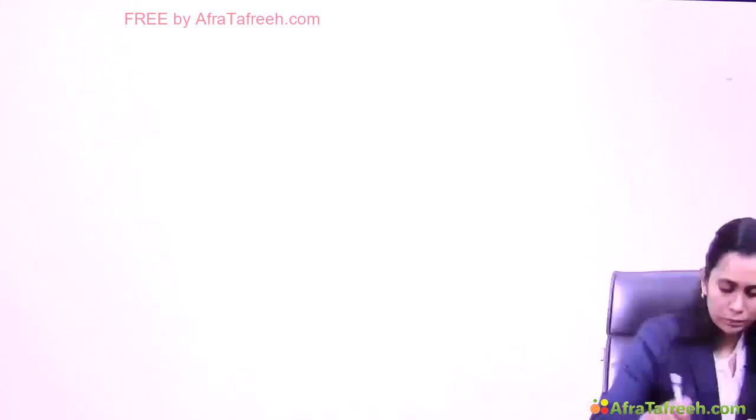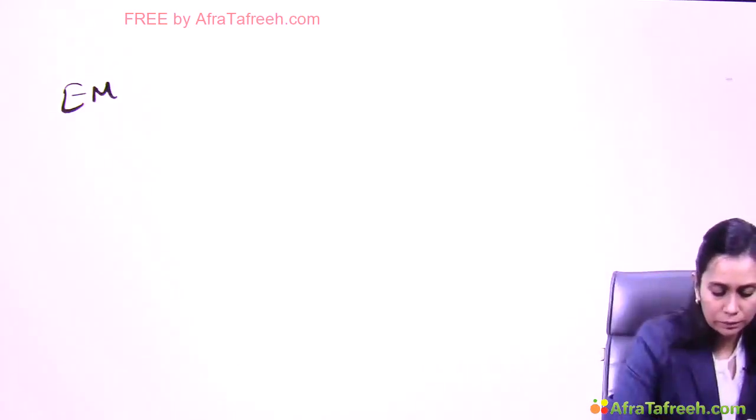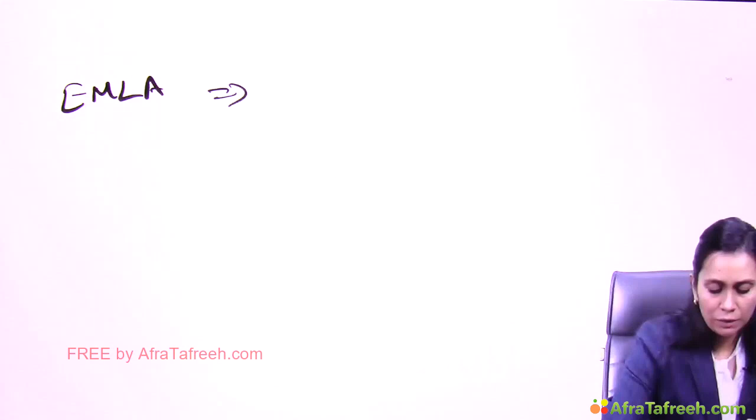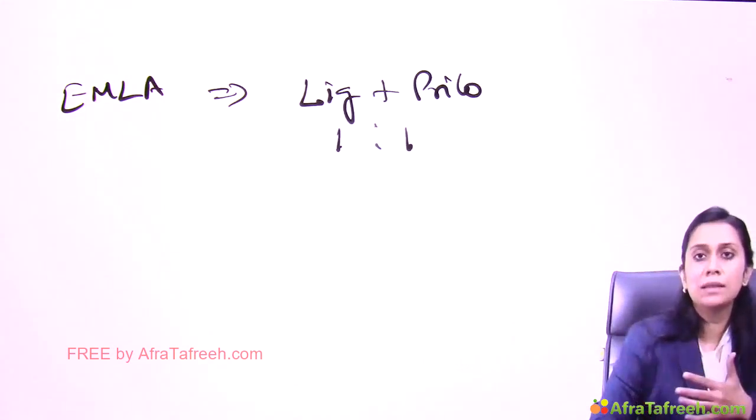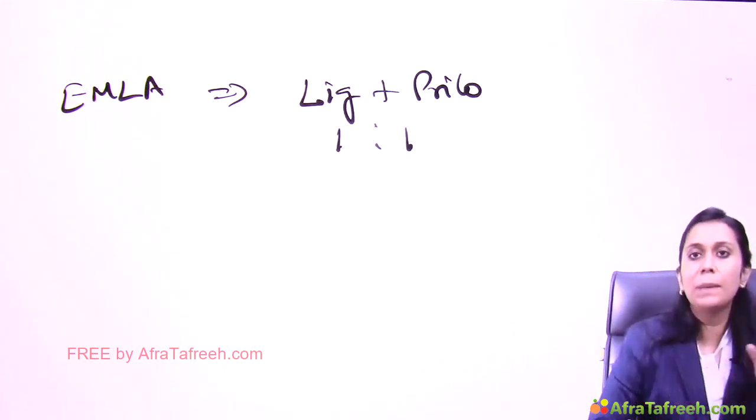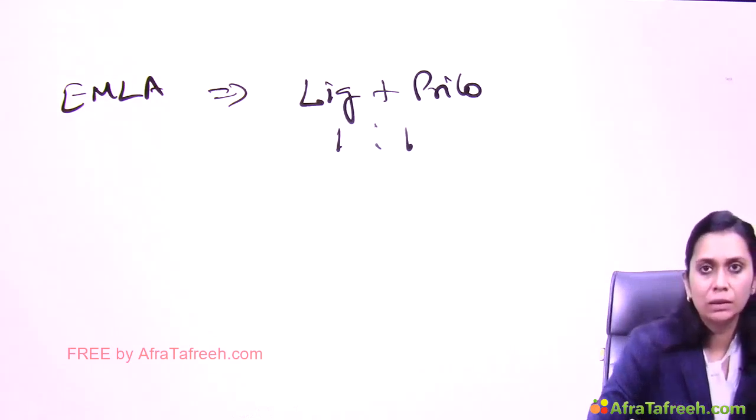Guys, how do we give EMLA? We apply it on the skin surface, right? We are talking about EMLA, in which we have lignocaine and prilocaine in 1:1 ratio. We apply it on the skin surface, it melts at body temperature and penetrates 2 to 4 millimeter depth and produces a surface anesthesia of 2 to 4 millimeter depth.